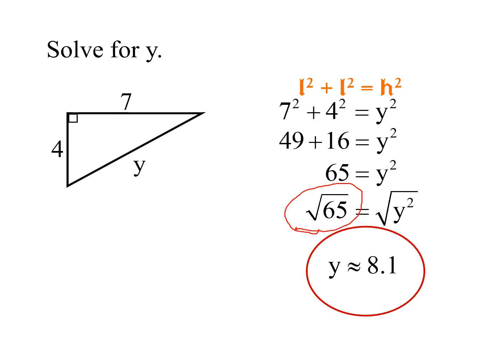But just know that when you do it on the ACT, they're not going to give you an approximate. They don't want that. They don't want anybody saying, oh, well, it was close, having any doubt. So they would just say it's the square root of 65, and they would stop right there.